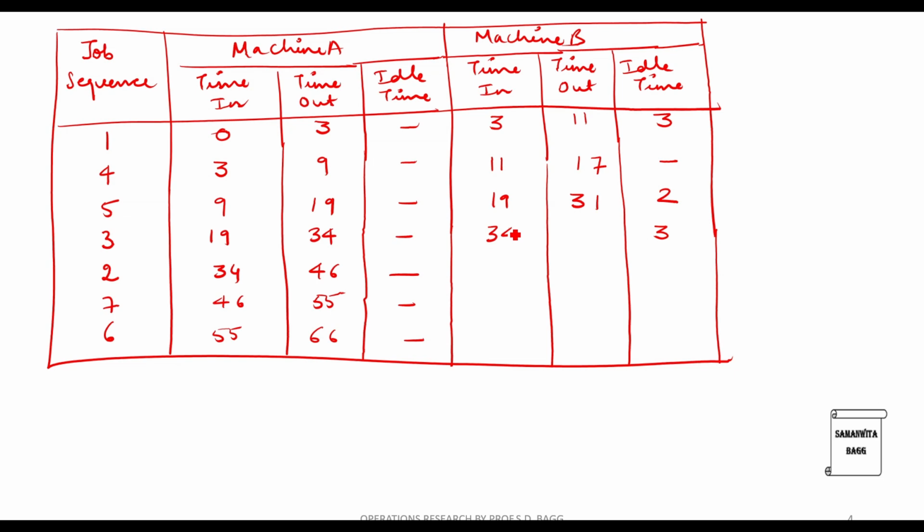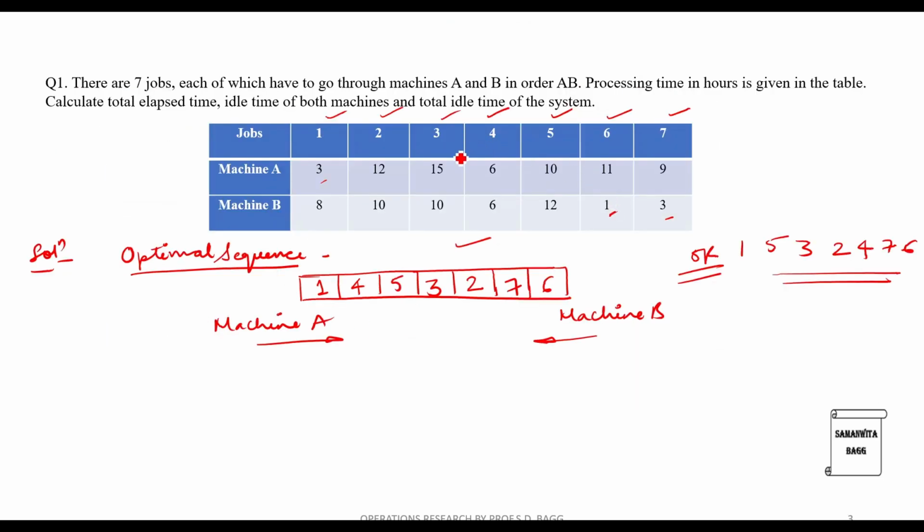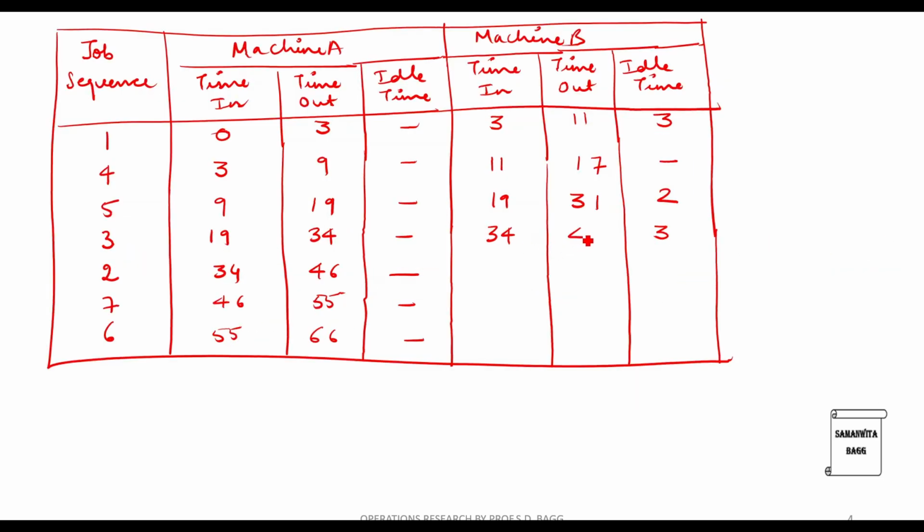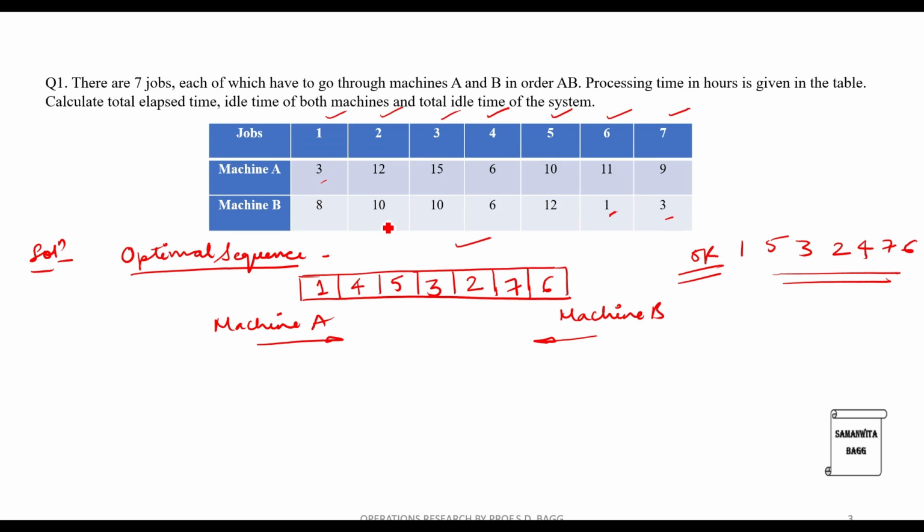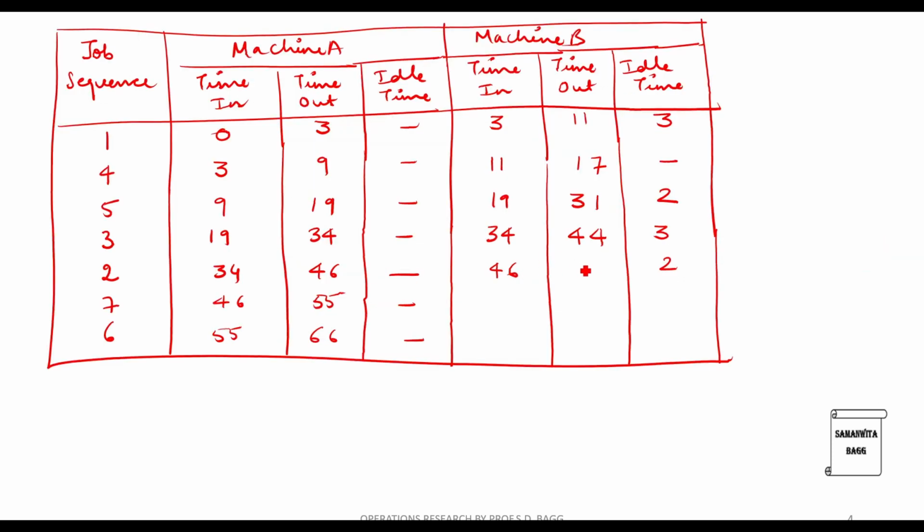This will start at 34. 3rd job on B is 10. So this will be 44. This is idle at 44, but this has to start only when this comes. So for 2 hours, this machine is again idle. Second job on B is taking 10 hours. So 46 plus 10 is 56.